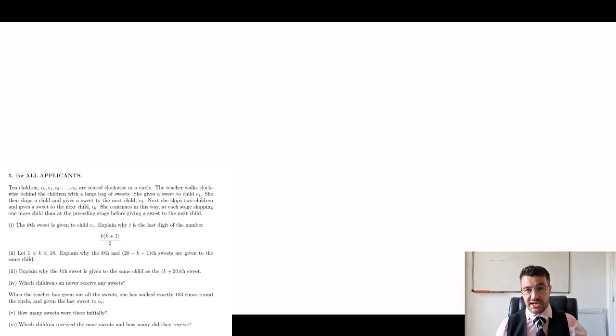When it says large bag of sweets, what that means is that there's going to be sufficiently many sweets for us to do whatever we need to do with this problem. We're not going to run out of sweets or anything like that. She gives a sweet to child C1. She then skips a child and gives a sweet to the next child, C3. Next, she skips 2 children and gives a sweet to the next child, C6. And she continues in this way, at each stage skipping one more child than at the preceding stage before giving a sweet to the next child.